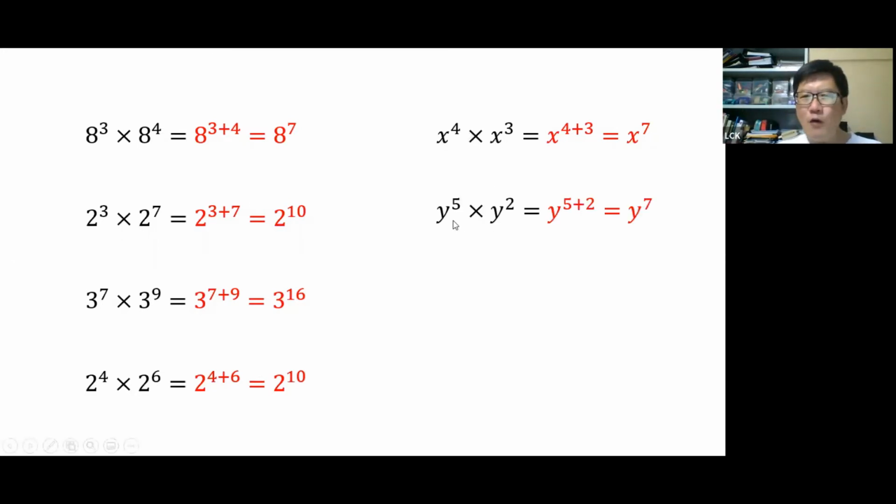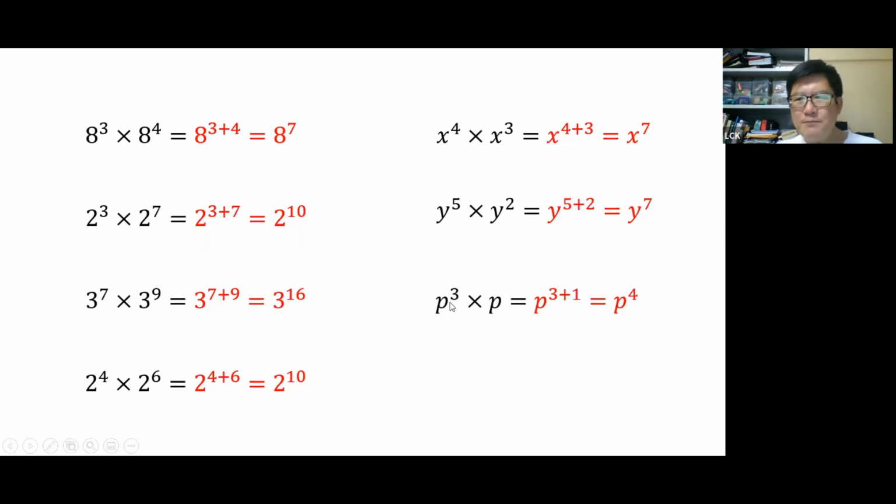Now same, you have y to the power of 5 times y to the power of 2 equals y to the power of 5 plus 2. You're adding the exponents because the bases are the same and you're multiplying these two numbers. And that equals y to the power of 7.